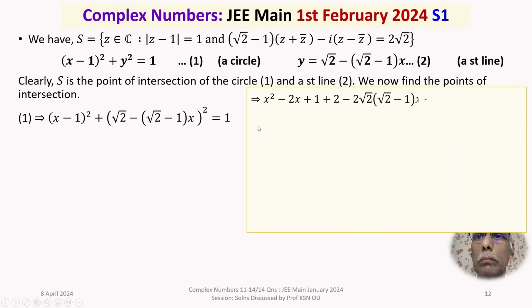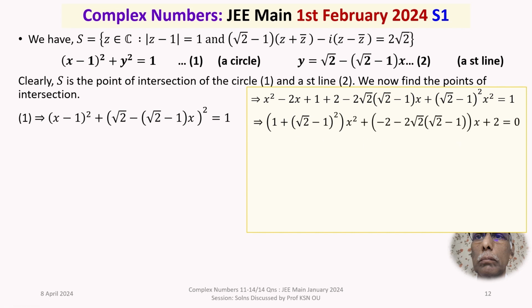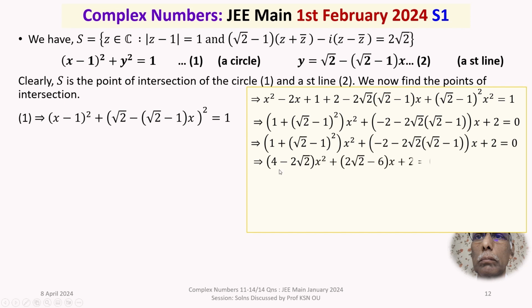Now simplify. Further simplification, you do it and simplify further, you will get this one. At the end you will get (4 minus 2 root 2) times x square plus (2 root 2 minus 6) times x plus 2. Still further simplification: 2 root 2 times x square minus (3 minus root 2) x plus 1 is equal to 0. Yeah, factorization we have done.